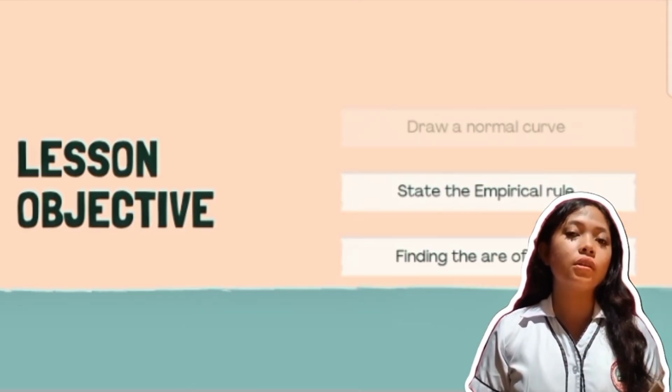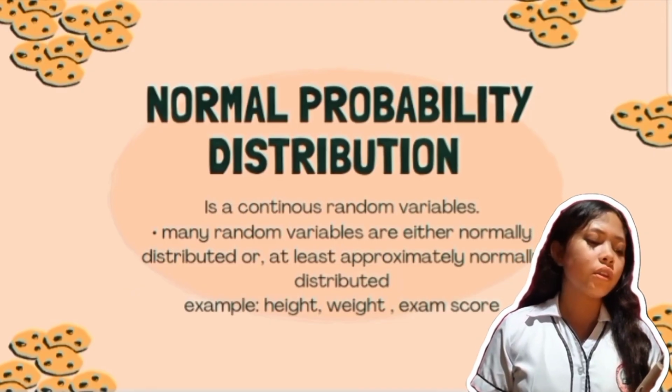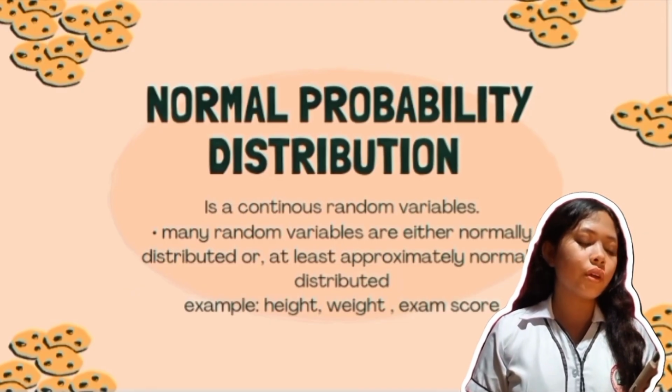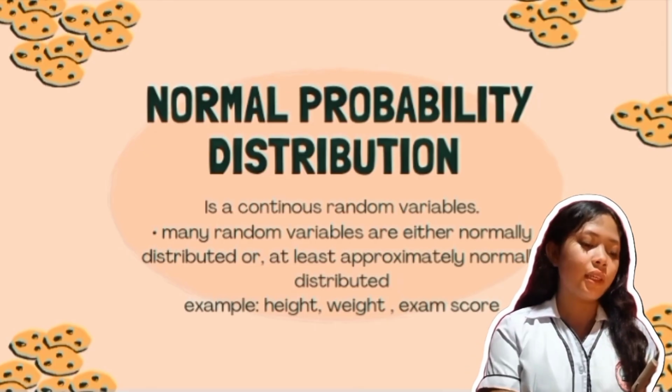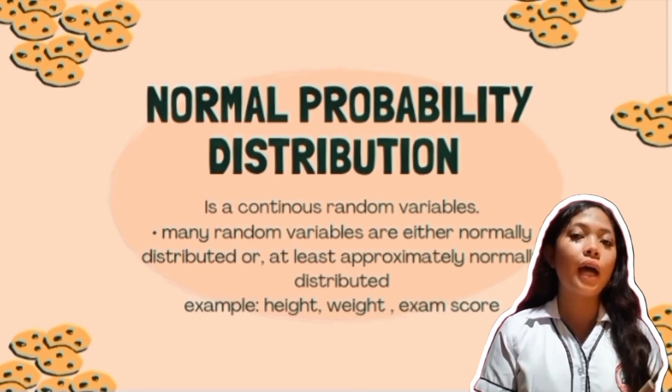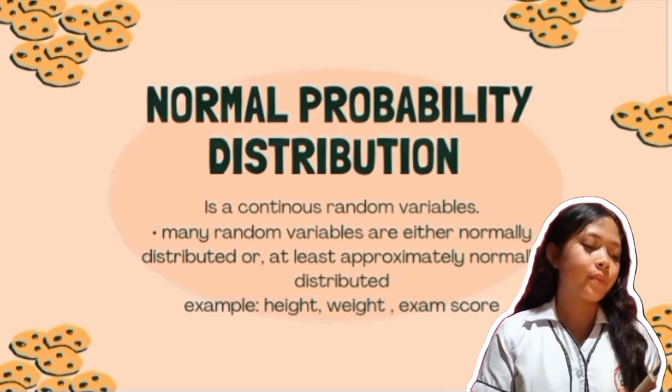What is the normal probability distribution? It's a continuous random variable. Many random variables are either normally distributed or at least approximately normally distributed. Examples: height, weight, exam score.